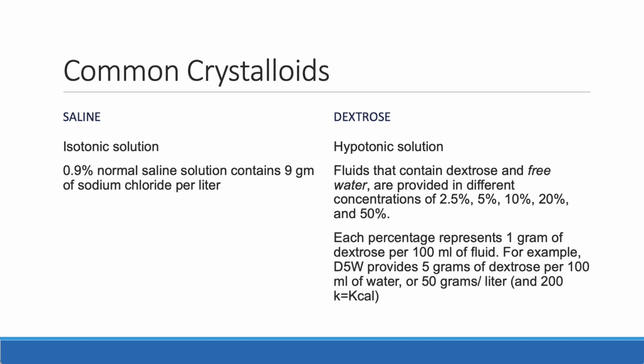So if we have 1,000 milliliters or 1 liter, we're going to have 5 grams of dextrose per 100 mils of water, or 50 grams per liter. And by the way, that gives you 200 calories, doesn't it? Remember that carbohydrates have 4 kilocalories per gram. So you're going to get 200 calories out of a liter of D5W. Okay? You should be able to do some of those calculations too.